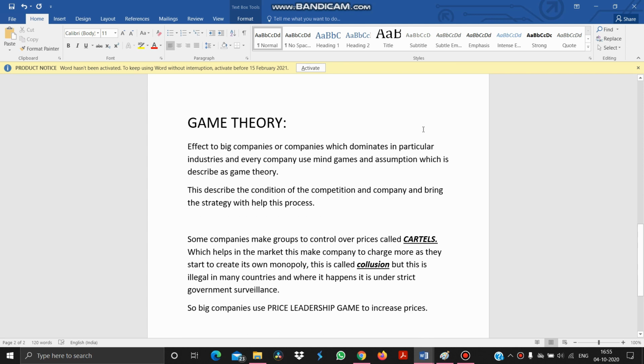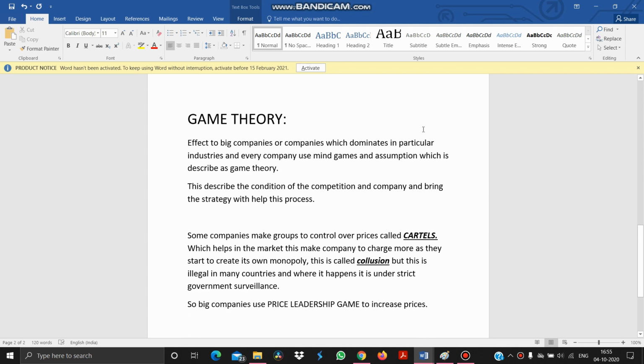This type of phenomenon, which companies use to get into the market and stay in the market healthily, is called game theory. We're going to be discussing game theory. Let's understand what game theory is. Game theory basically means a game played by companies to get into the minds of, and analyze, their competition, so they can boost their profits to the maximum.